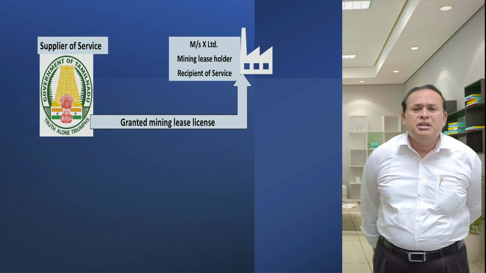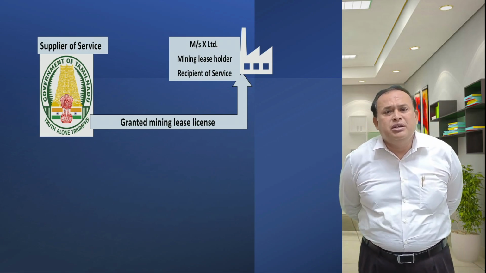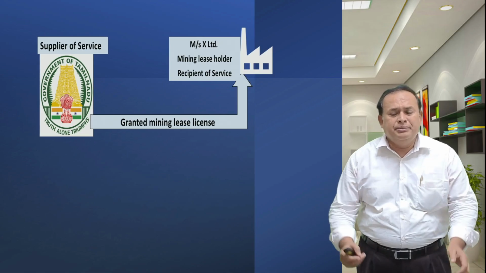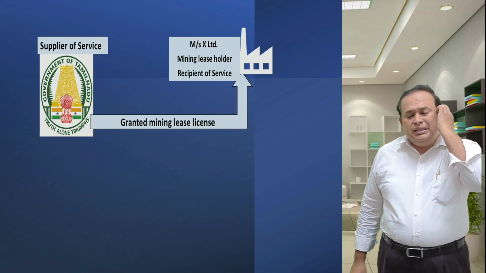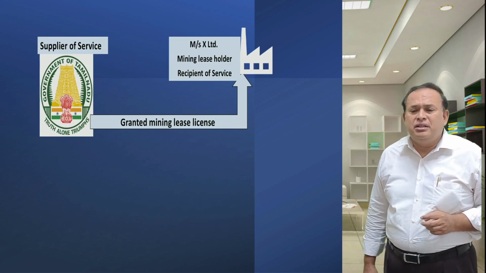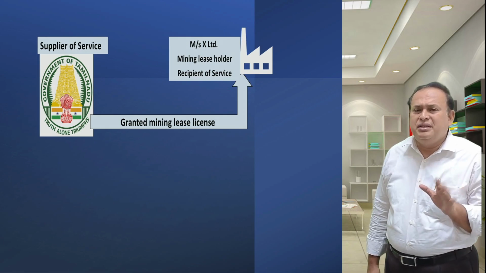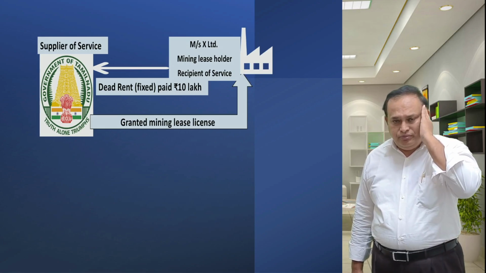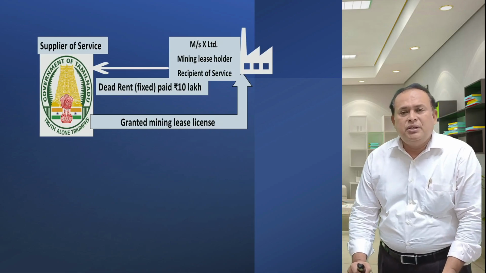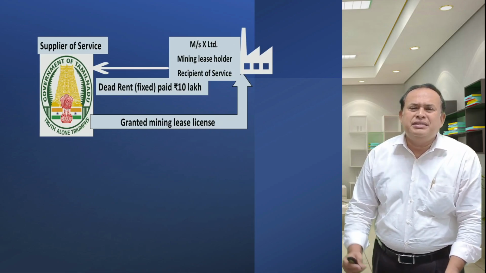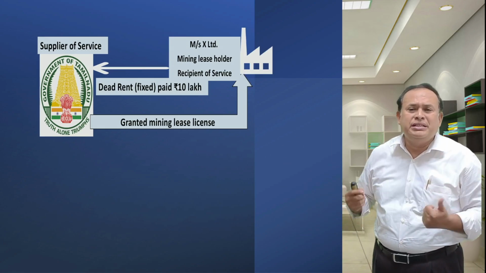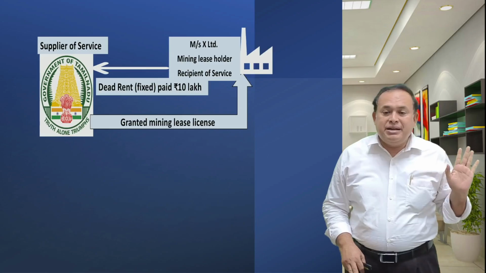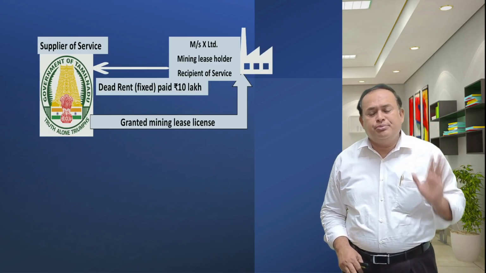Obviously, X Limited is a registered person, because only a registered person can apply for the bid to get that particular license. Otherwise, you are disqualified to apply for a bid. The state government said, you have to pay me a fixed rent, which we call dead rent, 10 lakh rupees, for which I am giving the license to you. How many months is it? Let us say it may be 18 months, or 2 years, or 5 years, depending upon the license agreement. Dead rent to be paid: 10 lakh rupees.